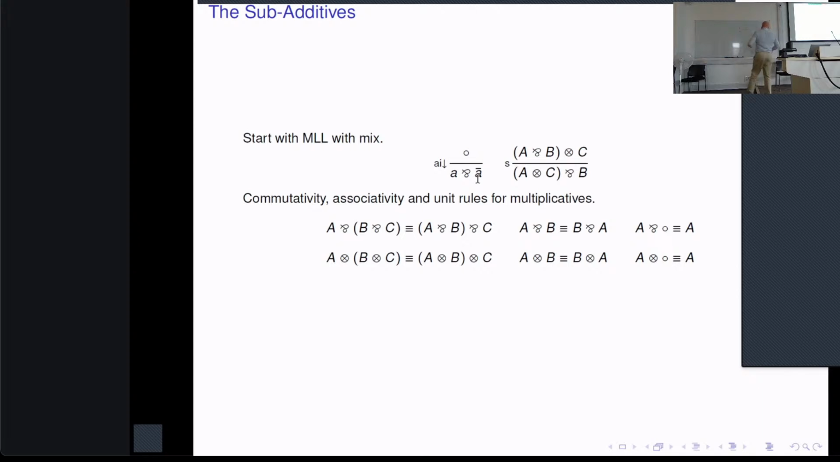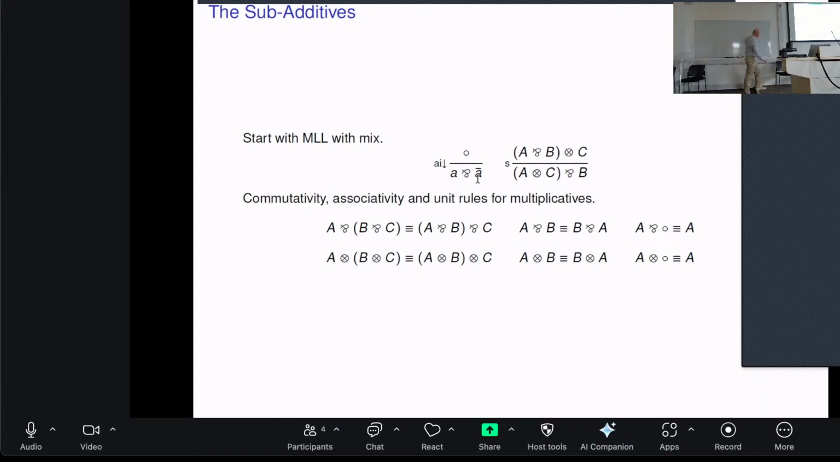So what's a cut rule? So we have A, not A, delta.